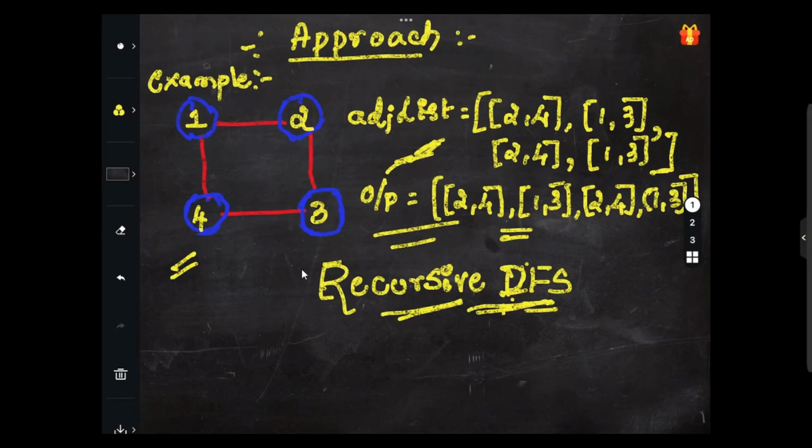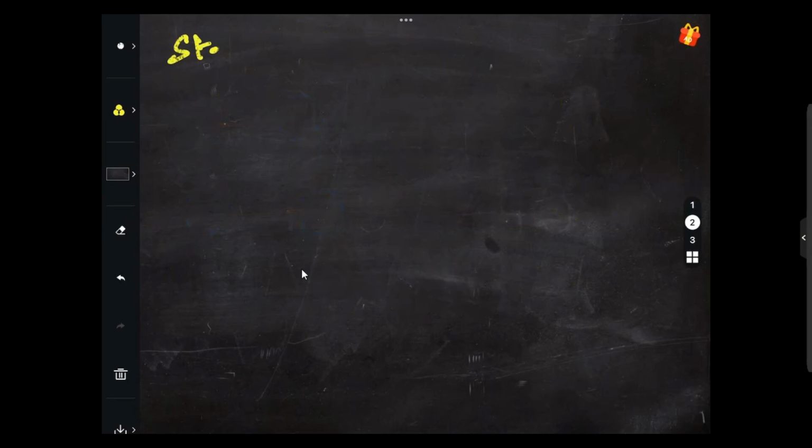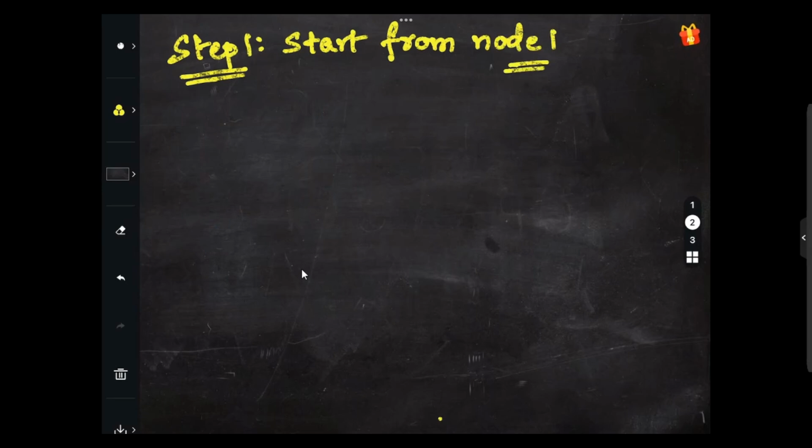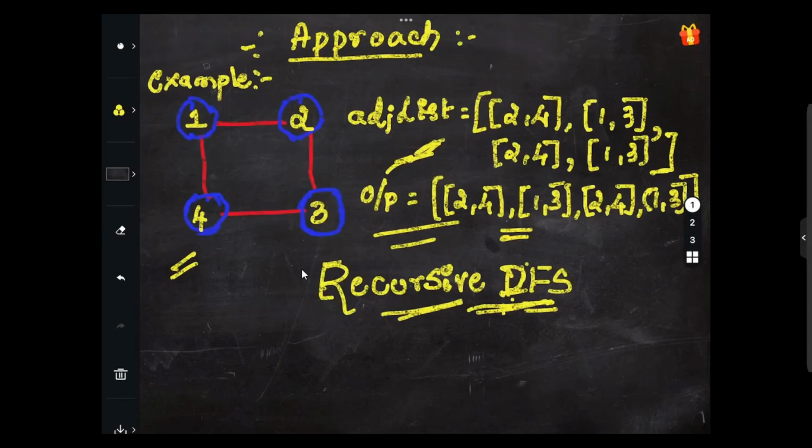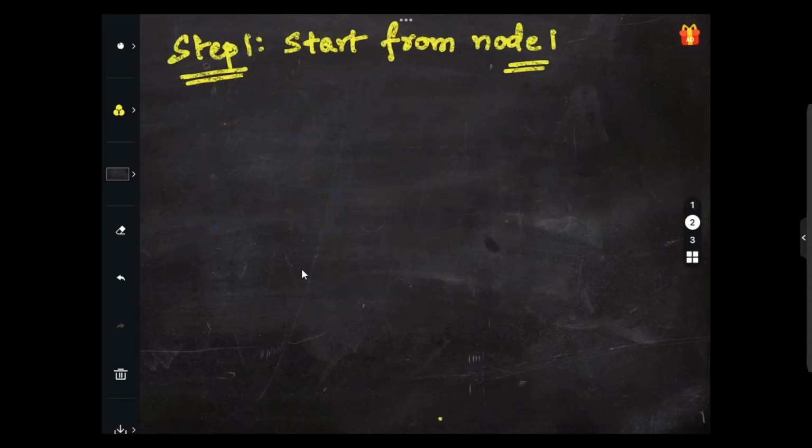So the first thing we will do here is we will start from node 1. We'll be making use of the DFS. So, step 1: we will start from node 1. We are starting from node 1. What we will do? We will clone node 1 and store it in the hash map. So we are dealing with this node 1. We will clone node 1 and store it in the hash map.